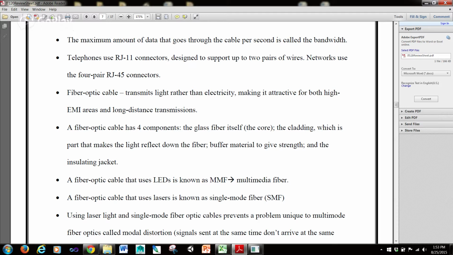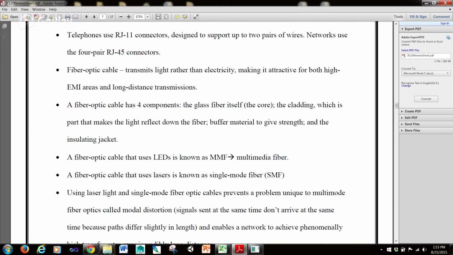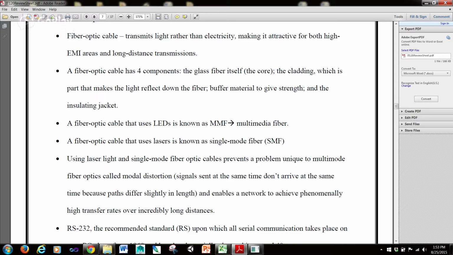Now, a fiber optic cable transmits light rather than electricity, making it attractive for both high EMI areas and long-distance transmissions. A fiber optic cable has 4 components: the glass fiber itself, or the core, the cladding, which is the part that makes the light reflect down the fiber, buffer material to give strength, and the insulating jacket.